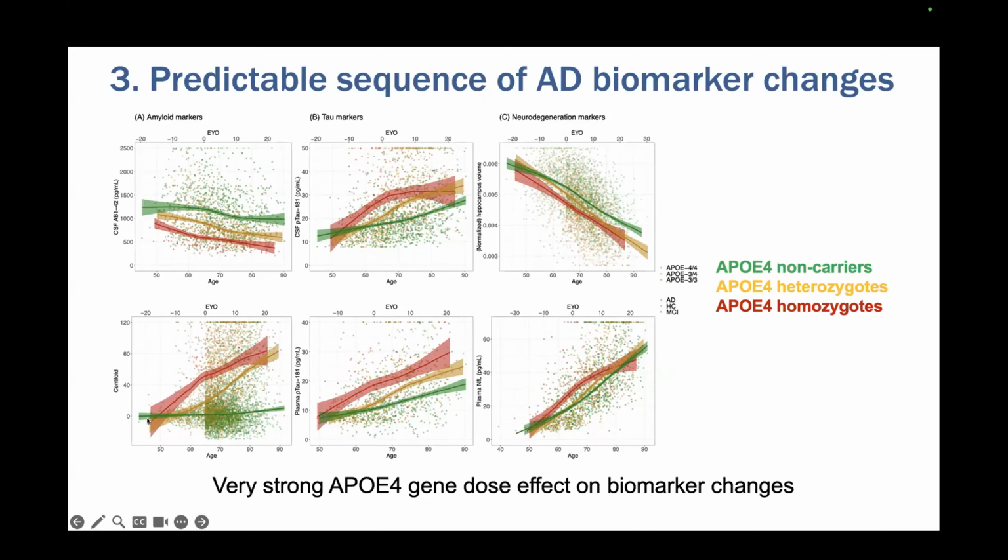And here what we're doing is basically the same, putting the age on the x-axis and the biomarker levels on the y-axis. So we're seeing here 4 decades, basically. And you can see that ApoE4 homozygotes, heterozygotes, and non-carriers have completely different trajectories with respect to the timing of the biomarker changes. Very, very different, in a very clear gene dose response.